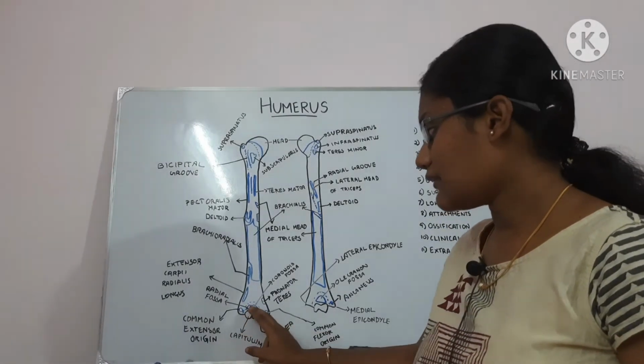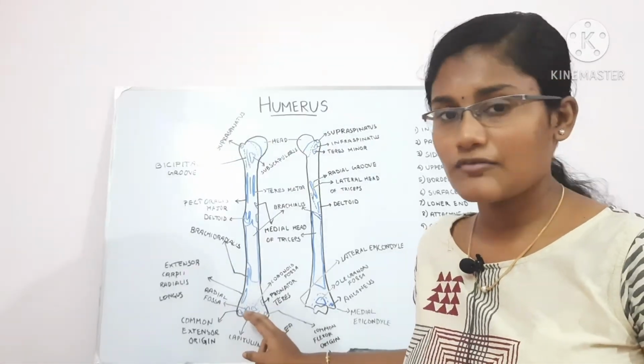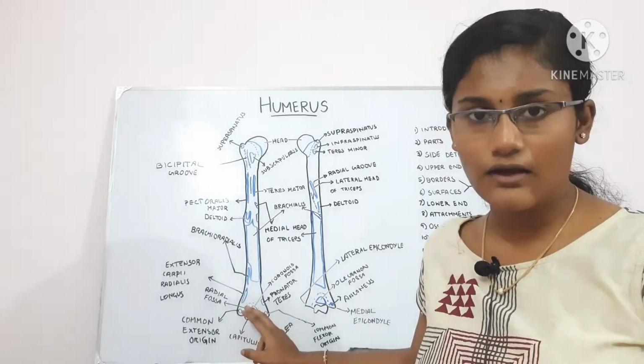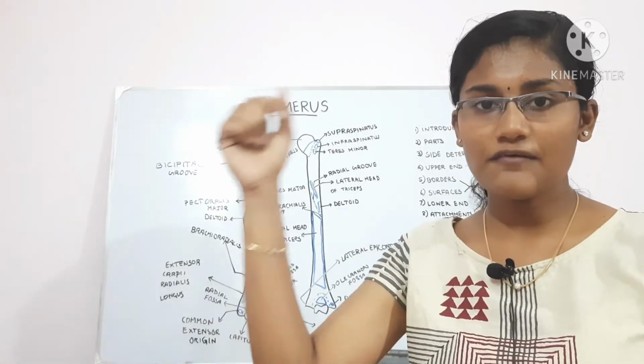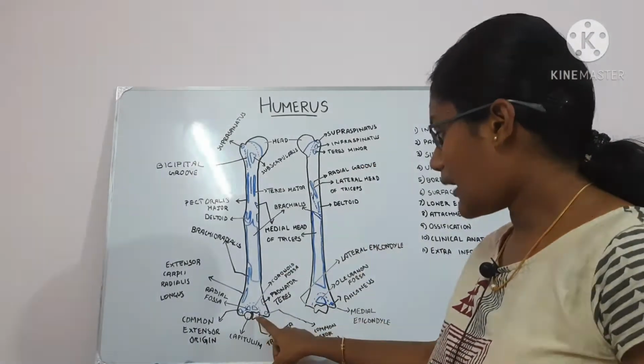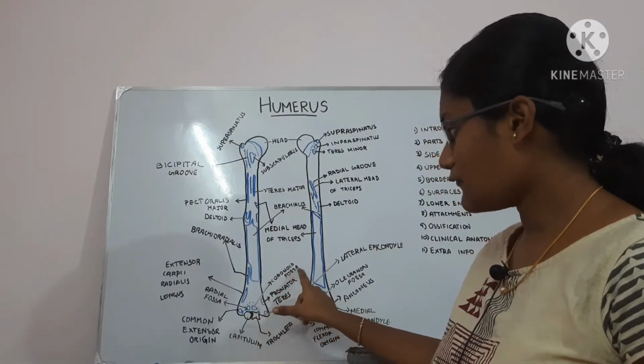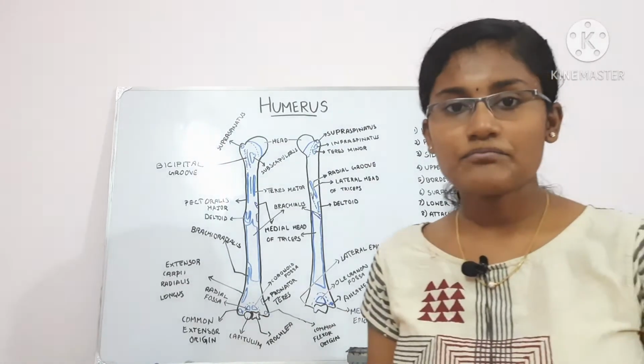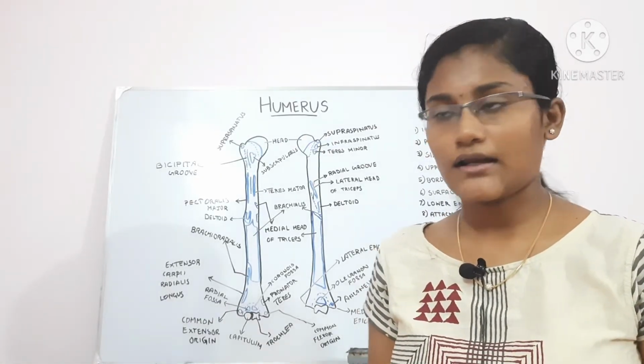Above the capitulum there is something called the radial fossa, which articulates with the head of the radius along with the capitulum when there is a full flexion of the elbow. And above the trochlea there is something called the coronoid fossa, which articulates with the coronoid process of the ulna.